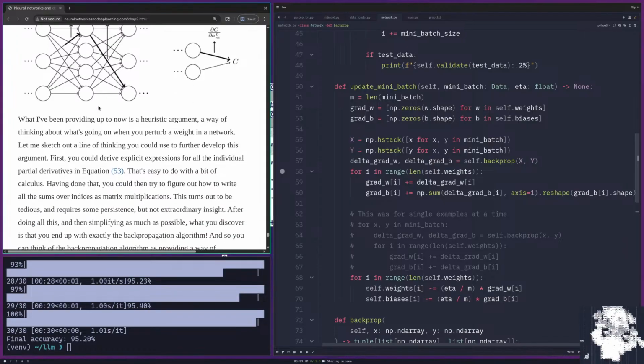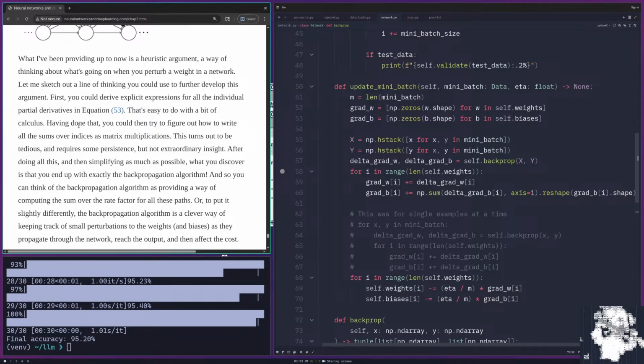What I've been providing up to now is a heuristic argument, a way of thinking about what's going on when you perturb a weight in the network. Let me sketch out a line of thinking you could use to further develop this argument. First, you could derive explicit expressions for all the individual partial derivatives in equation 53. That's easy to do with a bit of calculus.